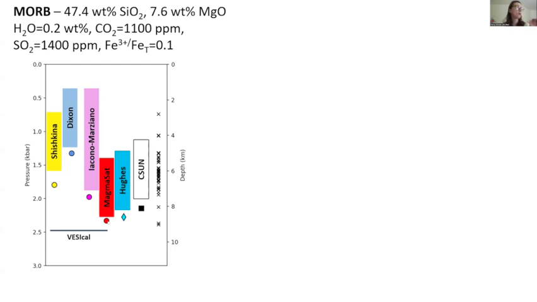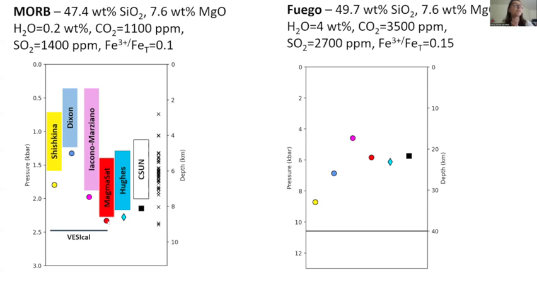So that was MORB. All these models should really be calibrated for MORB. This is not pushing the calibration range in any way, shape or form. We also looked at an arc magma from Fuego. So again, relatively low silica content, within the calibration range of the models. Quite a lot of sulfur this time, quite a lot of water and CO2. And you can see as a percentage, these are less different.